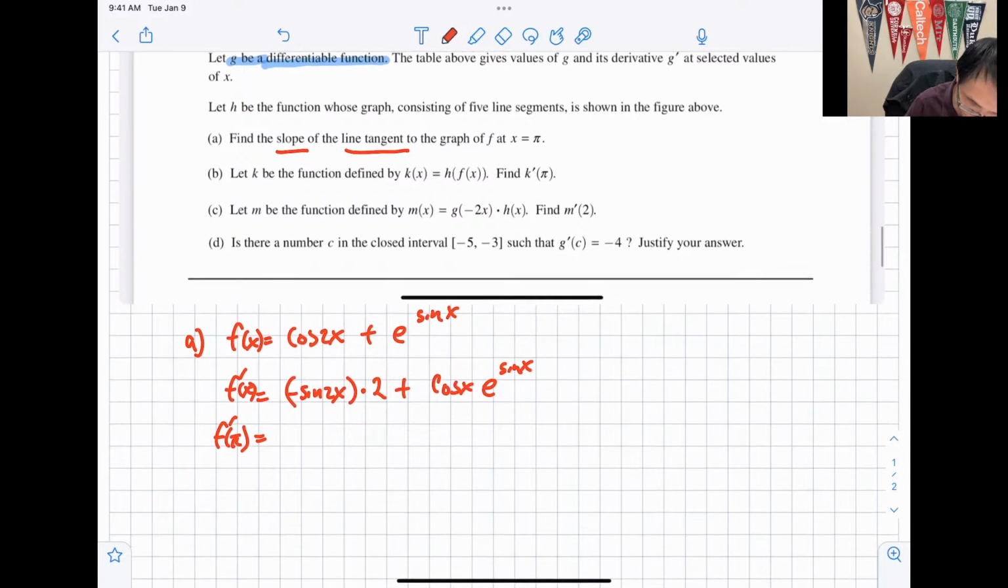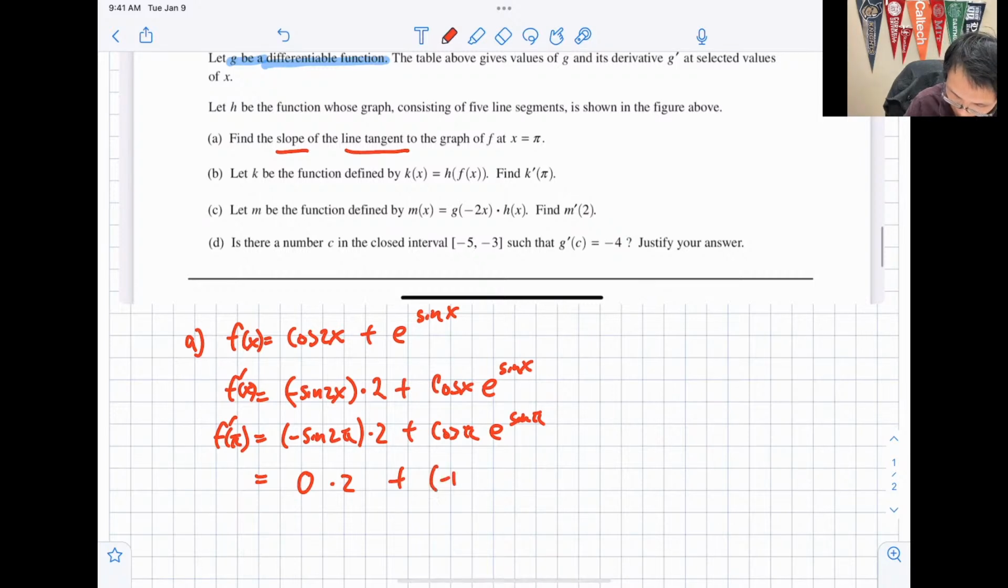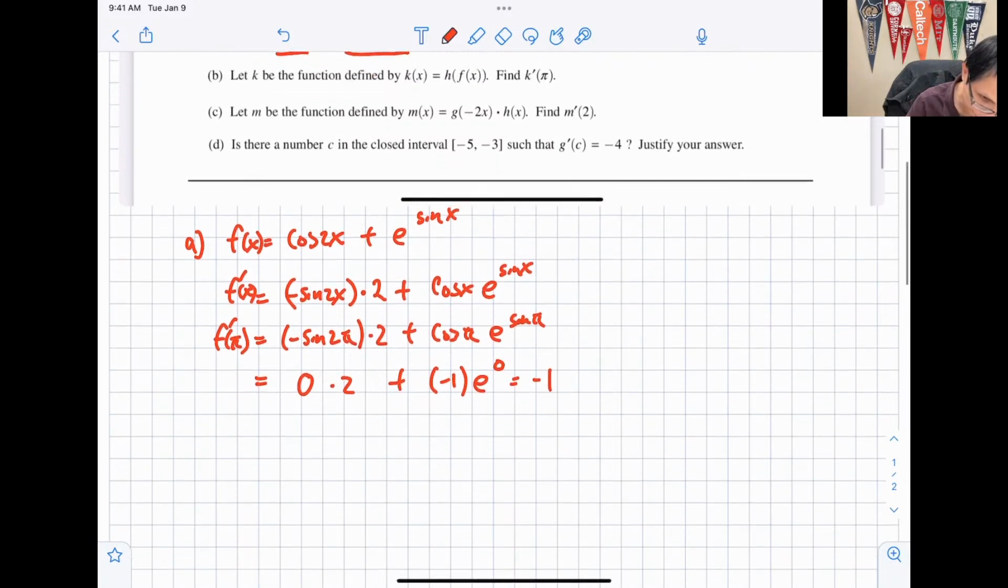Now I'm going to plug in pi: sine of 2 pi times 2 plus cosine of pi e sine of pi. And that's equal to, sine of 2 pi is what? 0 times 2. Go away. Cosine of pi? Negative 1 times e to the 0, so it'll be negative 1. So the answer is negative 1.